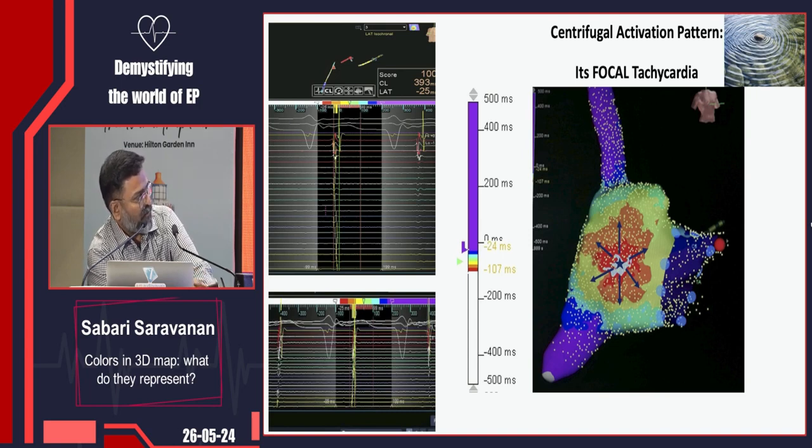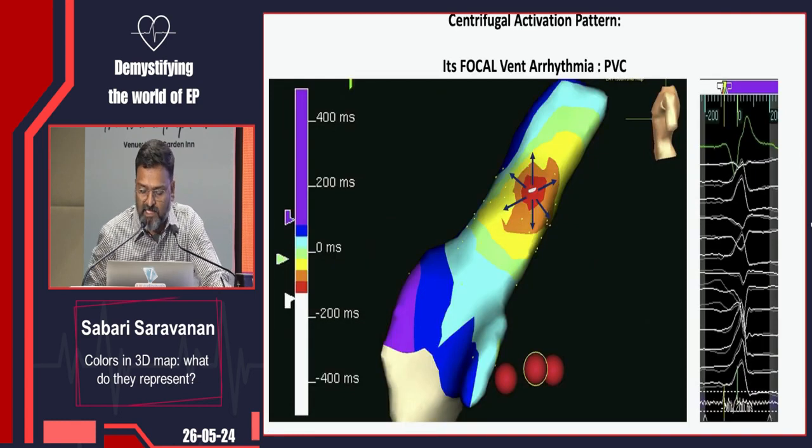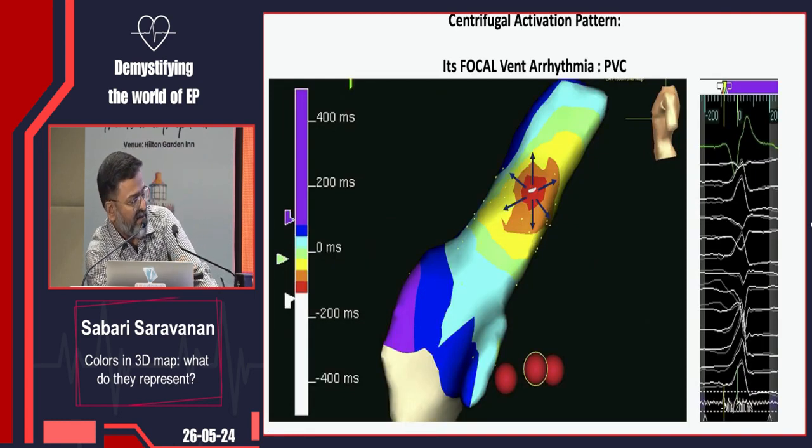If you start off here, it looks like a centrifugal pattern. It all starts off from this white and is then followed by red, orange, yellow in all directions. So this is called a centrifugal activation pattern. If you get a map like this, you can term this arrhythmia a focal arrhythmia from that area. So this is how the focal activation map looks. And this is the focal activation map of a ventricular arrhythmia.